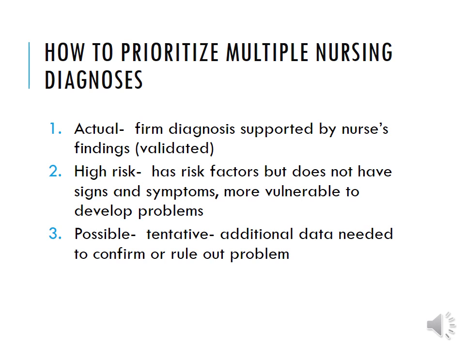How to prioritize multiple nursing diagnoses. Number one, actual: firm diagnosis supported by nurse's findings, validated. Number two, high risk: has risk factors but doesn't have signs and symptoms, more vulnerable to develop problems. Possible: tentative, additional data needed to confirm or rule out the problem.